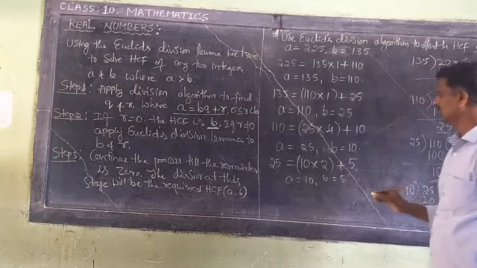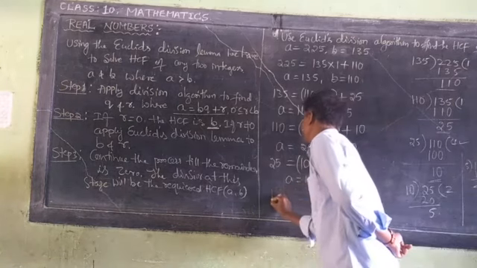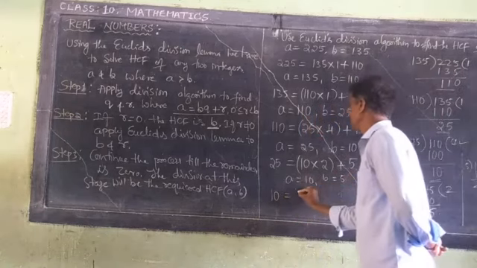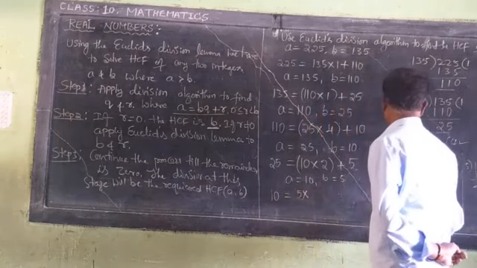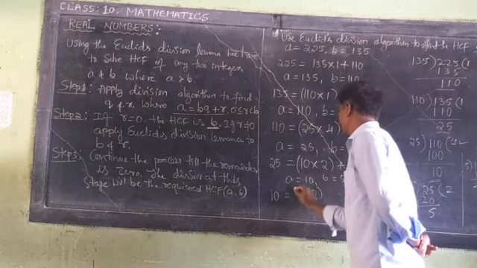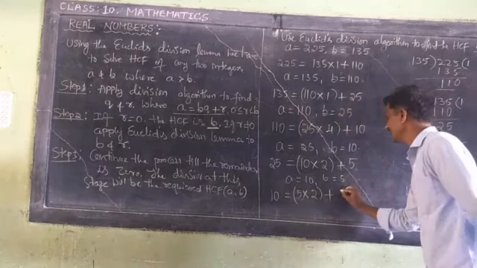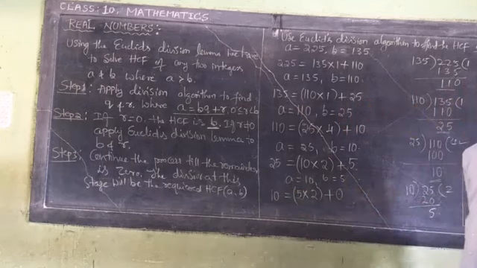Now 10 is equal to the divisor, 5, into how many times? 2 times plus what is the remainder? The remainder is 0. Now the remainder becomes 0.